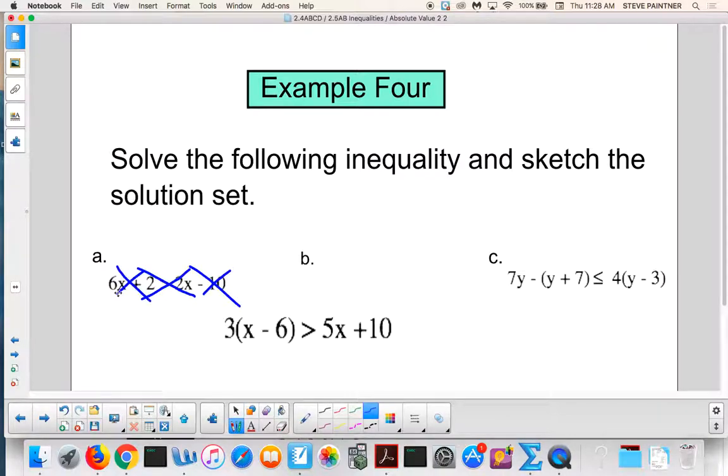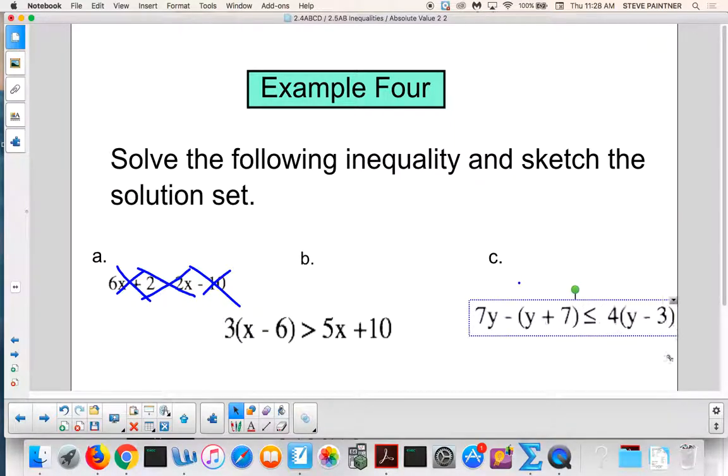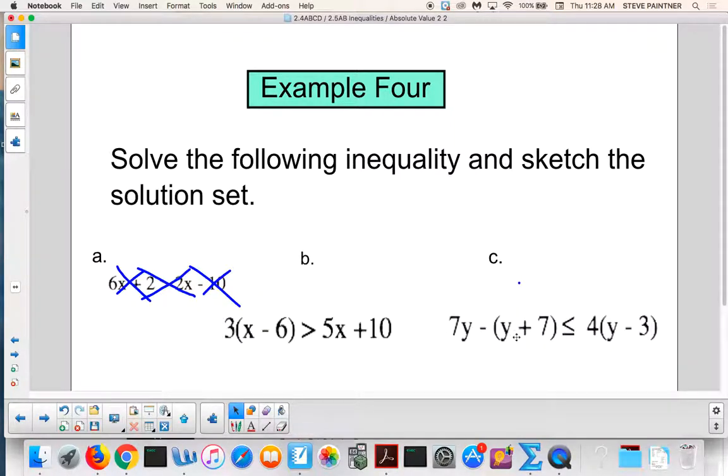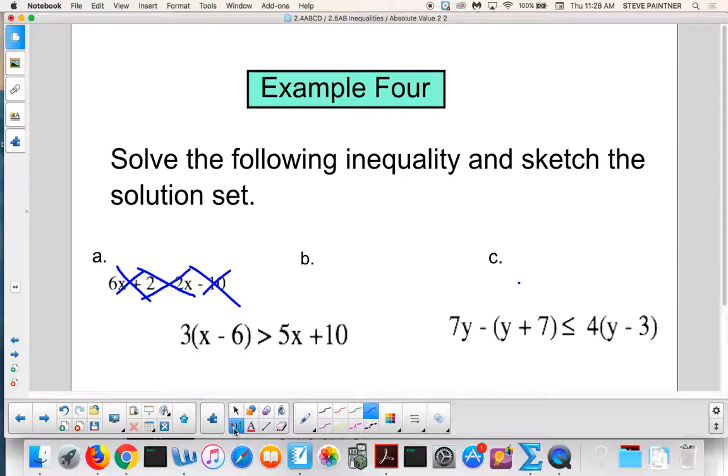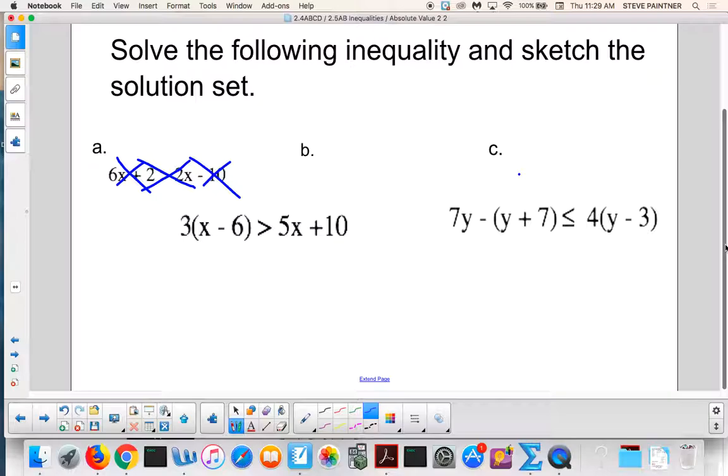Hey guys, if you want to do that first one, or did anybody already do it? Nobody did it? Okay. All right. I was going to say I'll put the answer in. You don't have to do A. I just want to speed you up a little bit. So if you don't multiply by a negative, you don't switch the sign. If you multiply both sides by a negative, you have to change the sign.